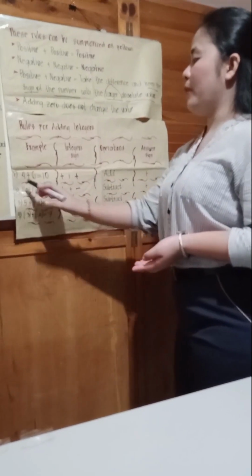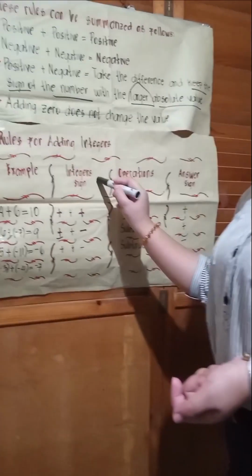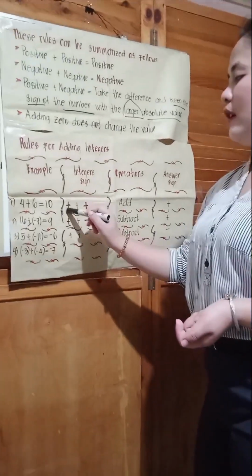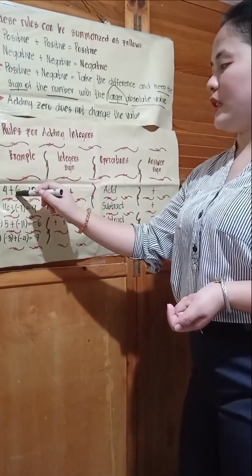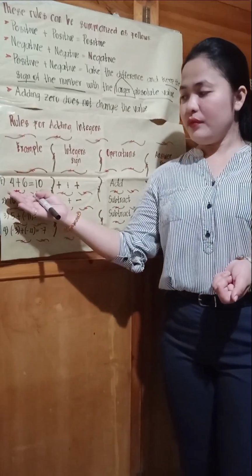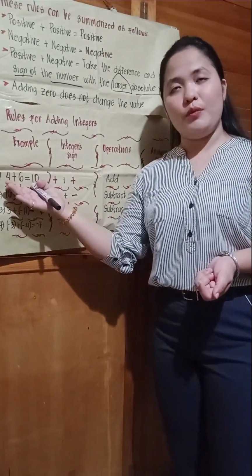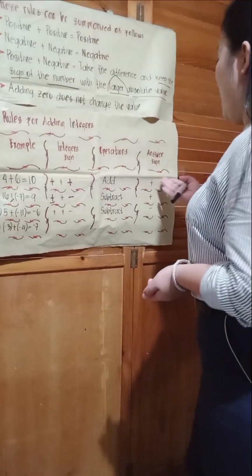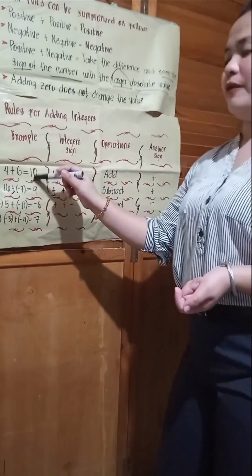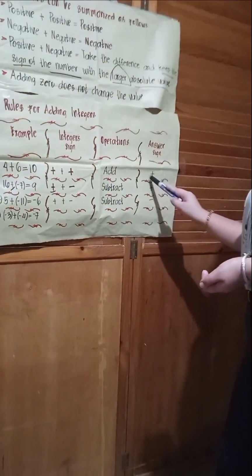So example number 1: positive 4 plus positive 6 is equal to 10. So integer sign, anong sign dito? Puros positive. So positive and positive 6. Then operations, since they are the same sign, ang gagawin natin is addition. Then the answer sign: since ang sign dito sa 10 is positive, write positive.